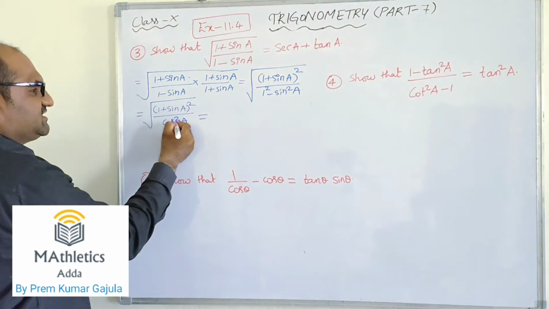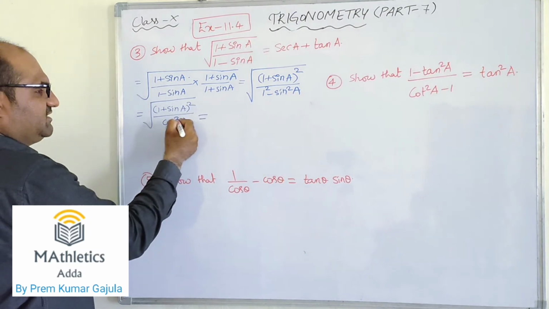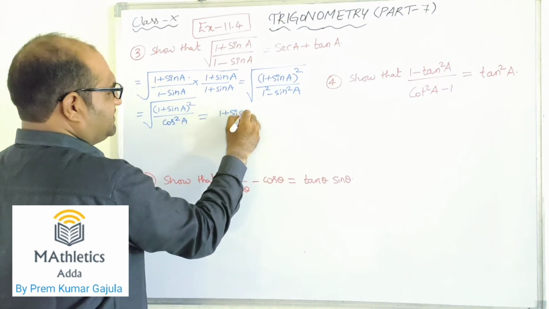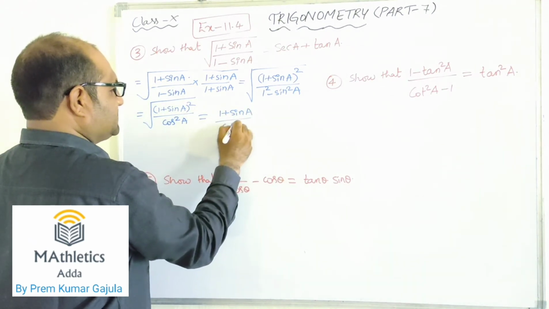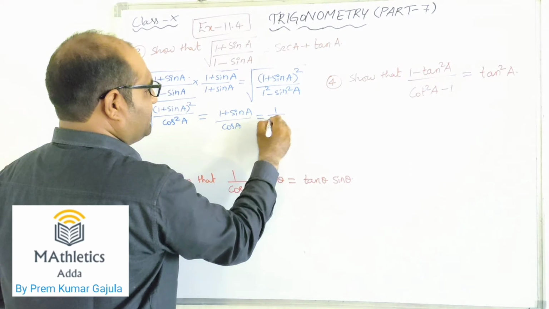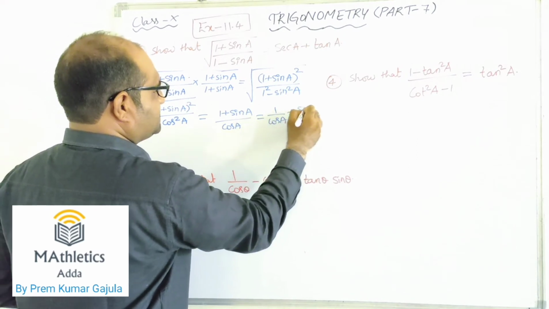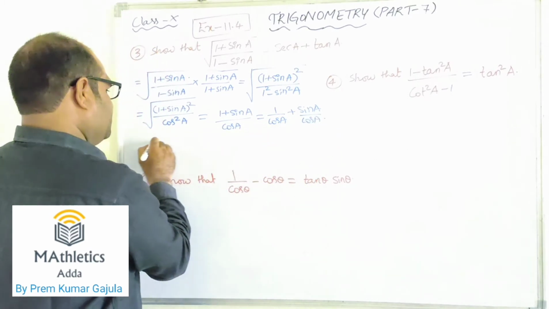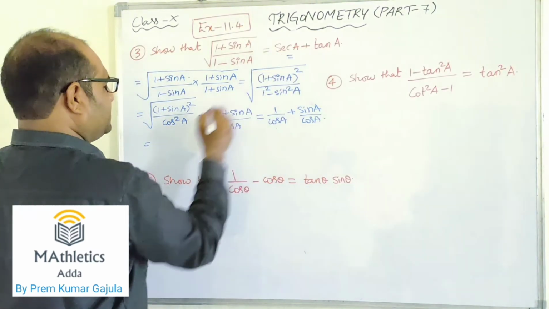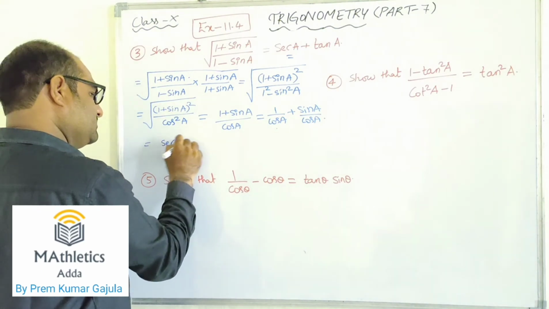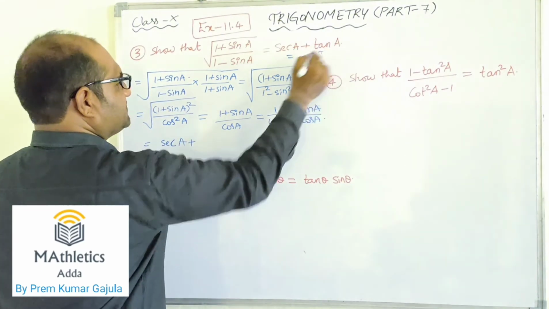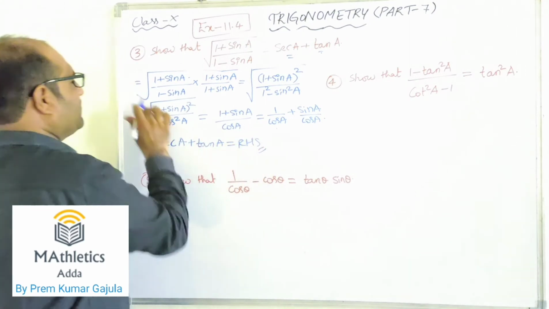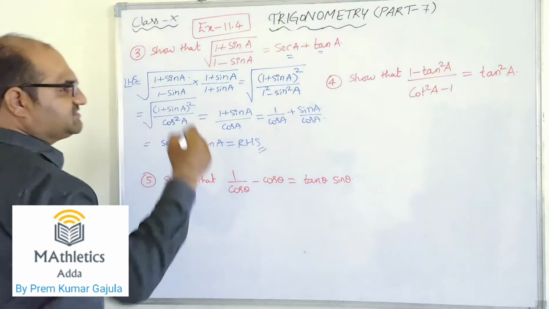So here square is there, here square is there. If you remove the numerator and denominator squares, then you can remove the square root. So that is 1 plus sin A by cos A. And if you write separately, 1 by cos A plus sin A by cos A. We know that 1 by cos A is secant A plus sin A by cos A is tan A. That is equal to RHS. So we have got LHS is equal to RHS, completed.